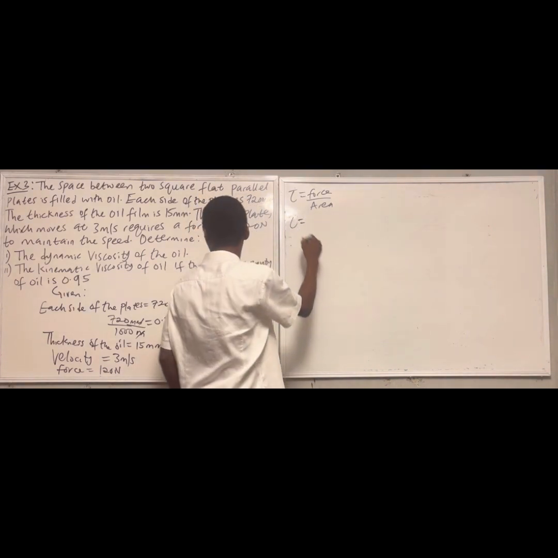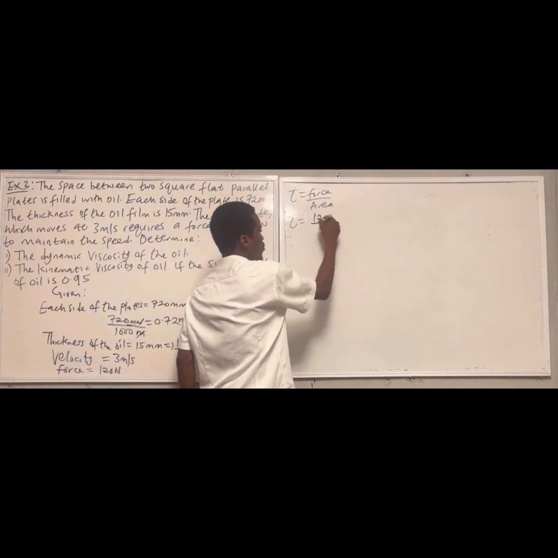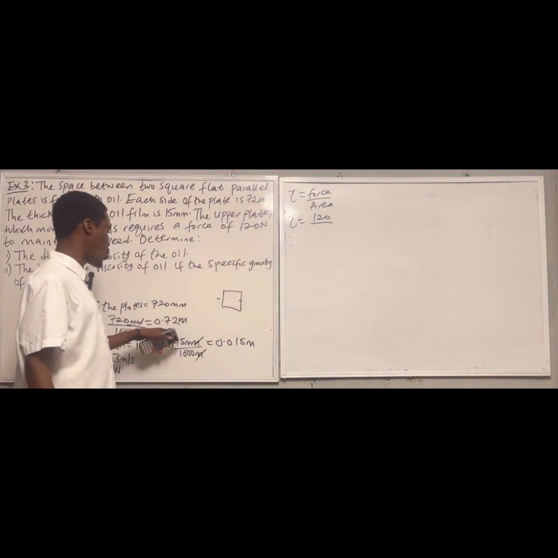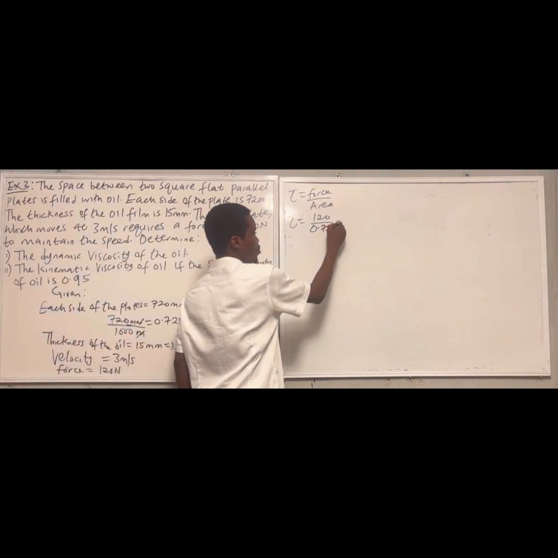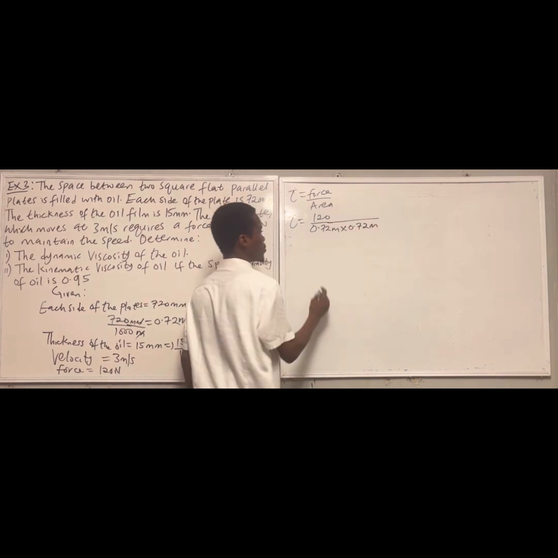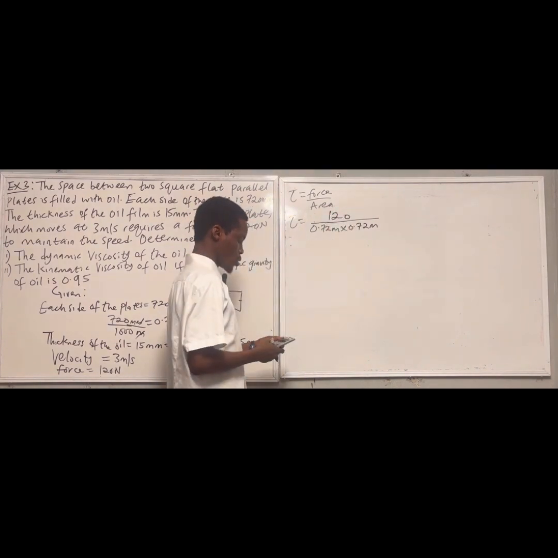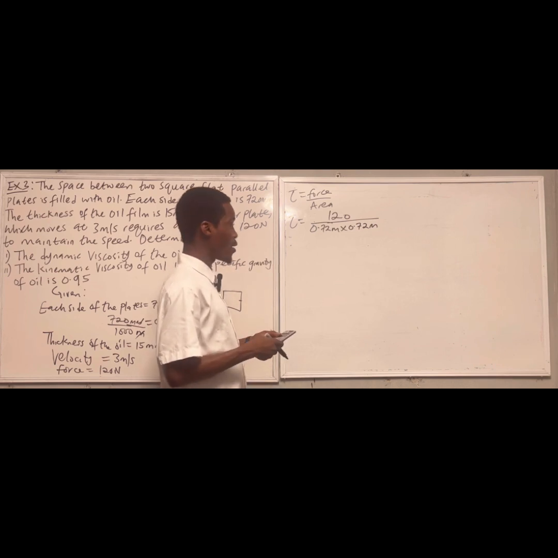So what's our force here? Our force here is 120 Newton. We are going to have 120 all over our area. Each side of the plate has an area of 0.72 meter times 0.72 meter. If we multiply 0.72 times 0.72, we are going to have 0.5184.